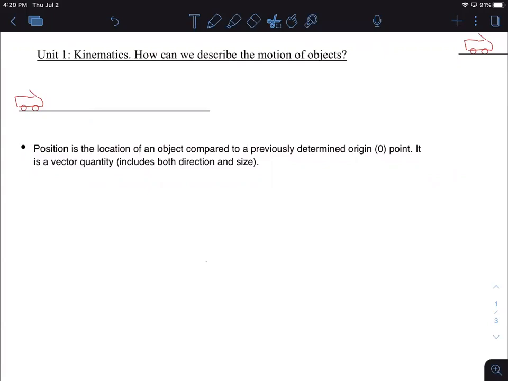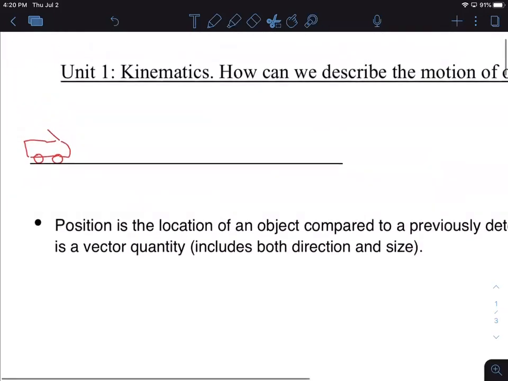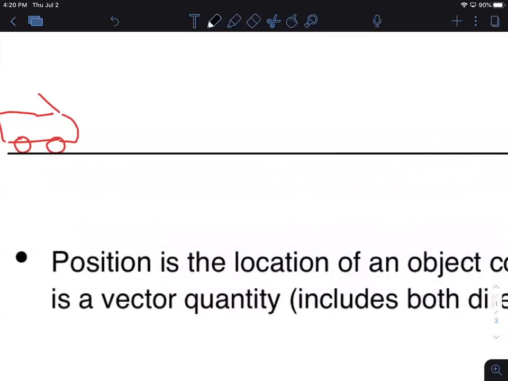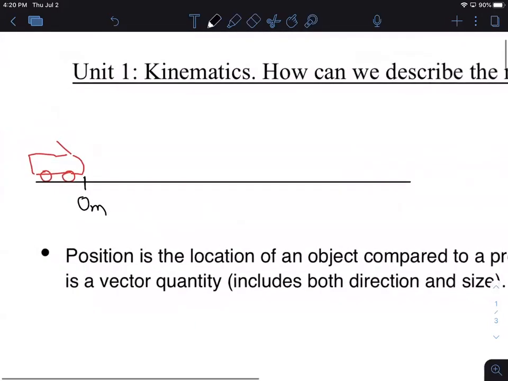When talking about where something is, we need to have a reference. I can't just say I'm at 2 meters. 2 meters from what? So whenever we're deciding the position of an object, the first thing we need to pick is what we're comparing that position to. In the case of the buggy moving forwards, it makes sense to say my zero position is the very front of the buggy at the start of the motion. That's going to be my origin point.